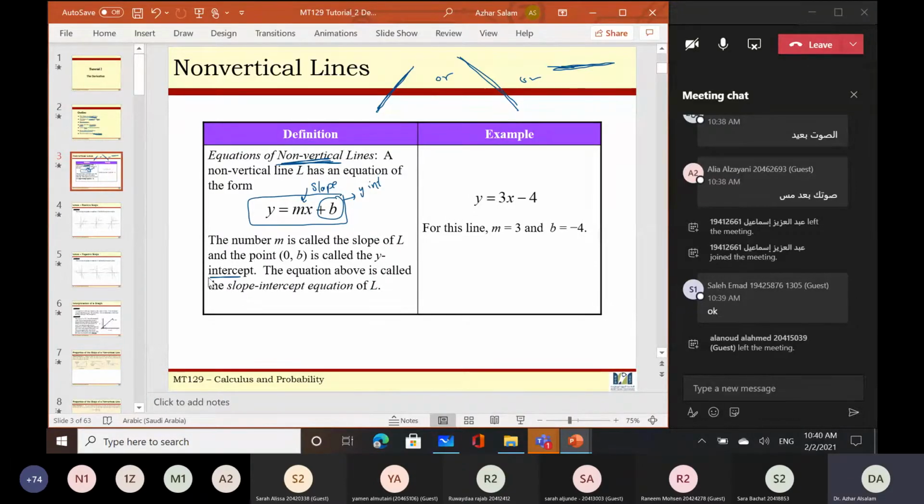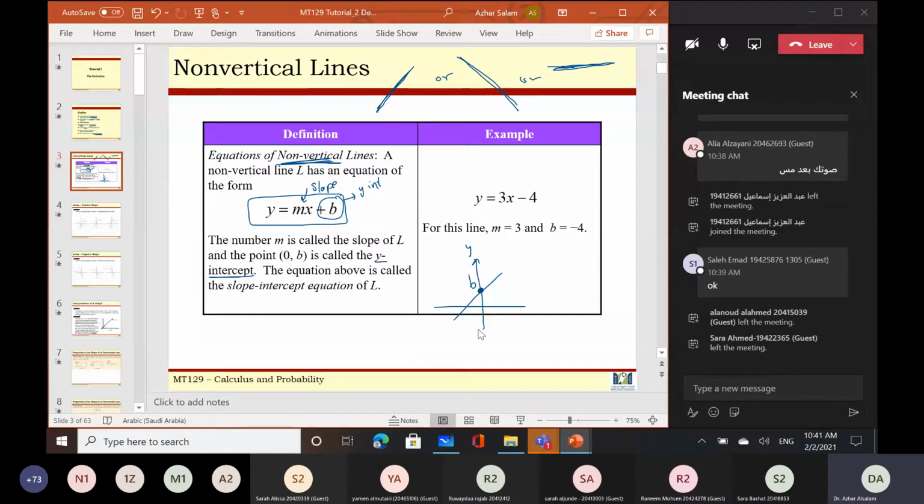Y-intercept means the place where the line crosses the y-axis. Here, for example, I have the y-axis, and this point will be the point b. Okay, this coordinate I call y-intercept, أو بمعنى المقطع الصادي. The meaning of b here in the line is the y-intercept, المكان الذي يقطع فيه المستقيم المحور الصادي. Okay, this is the y-intercept, which is the point (0, b) exactly.